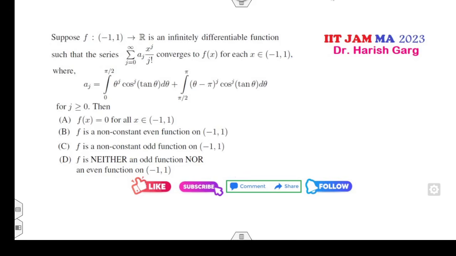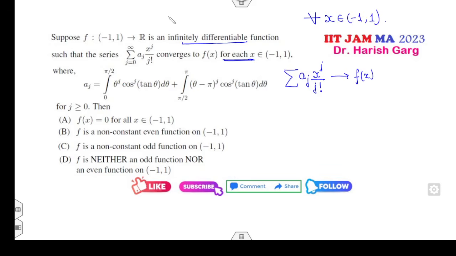Okay, look at this next one. f is the infinitely differentiable function such that the series a_j x^j divided by j factorial is convergent to the f(x) for each x belongs to the -1 to 1.